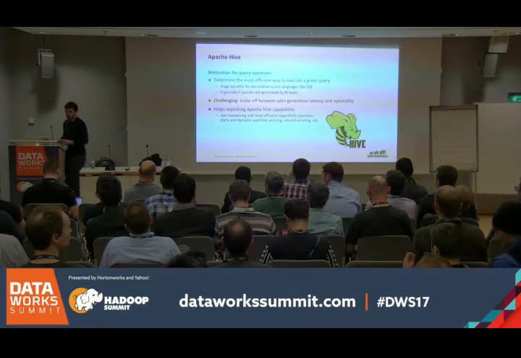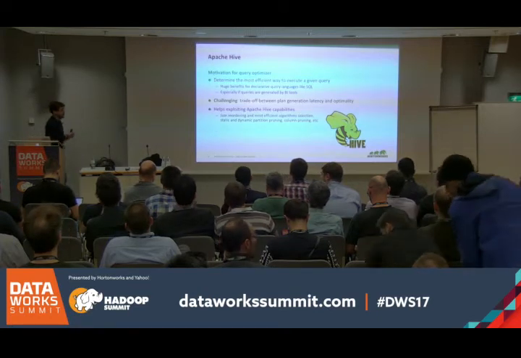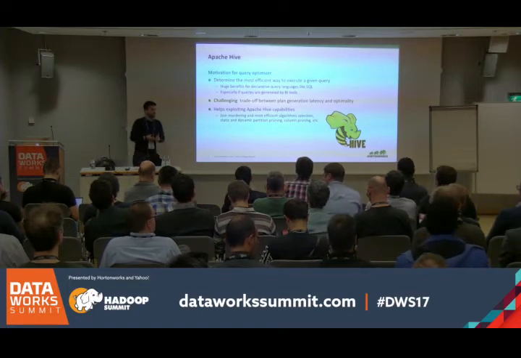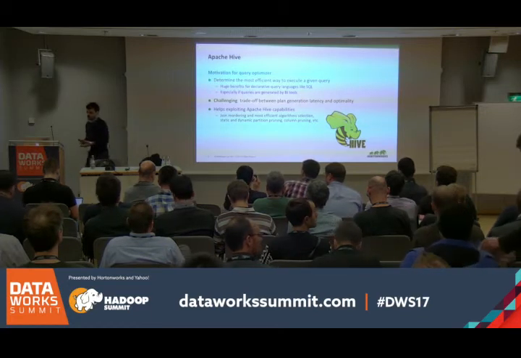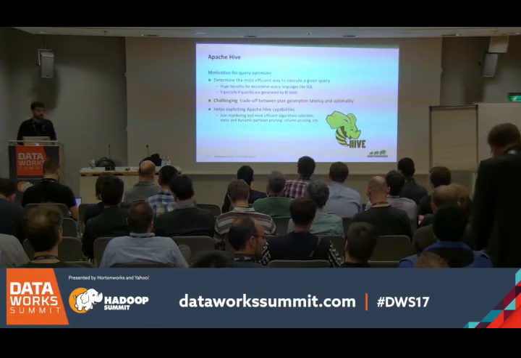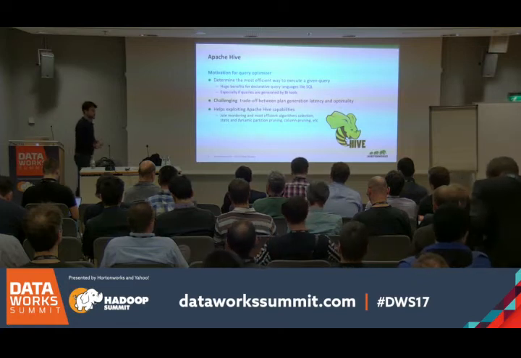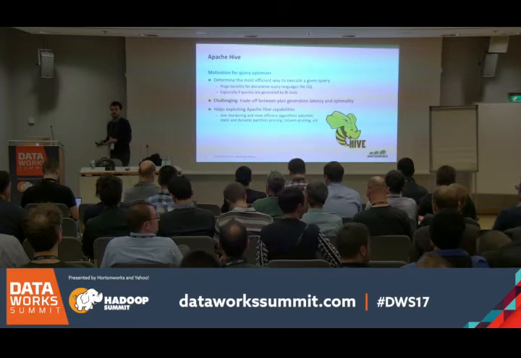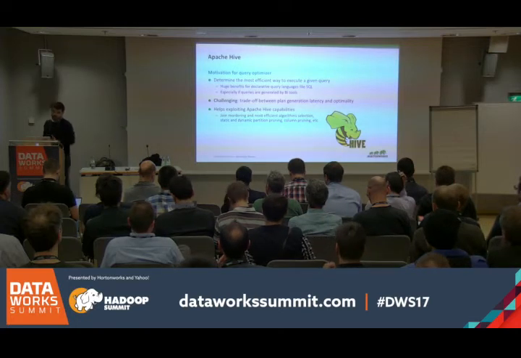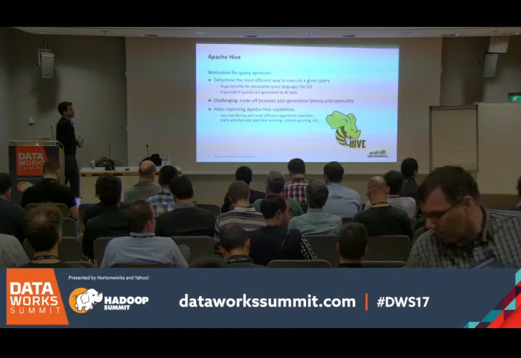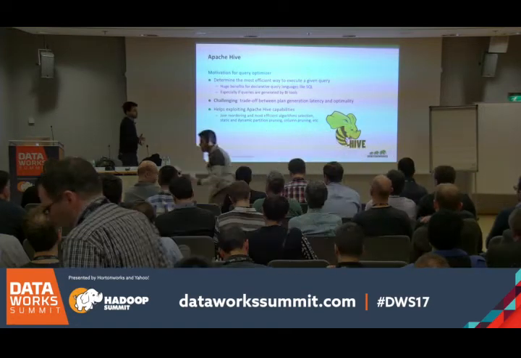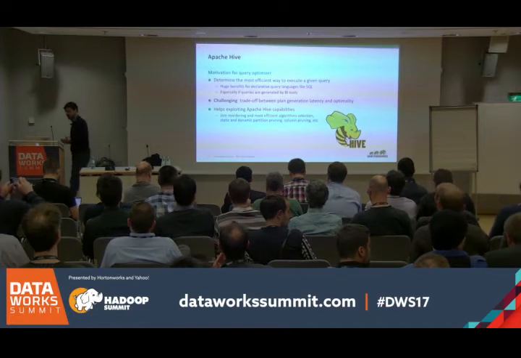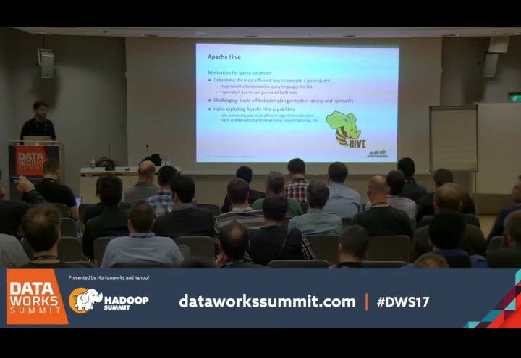Now, what is the motivation for the query optimizer? What the query optimizer wants to do is to determine the most efficient way to execute a given query. And this can bring huge benefits for a declarative language like SQL, where you are specifying what you want out of your data, but not how you want to obtain it. This is especially true if the queries are generated by BI tools, because these auto-generated queries usually have many repeated patterns, and there are many opportunities for optimization.